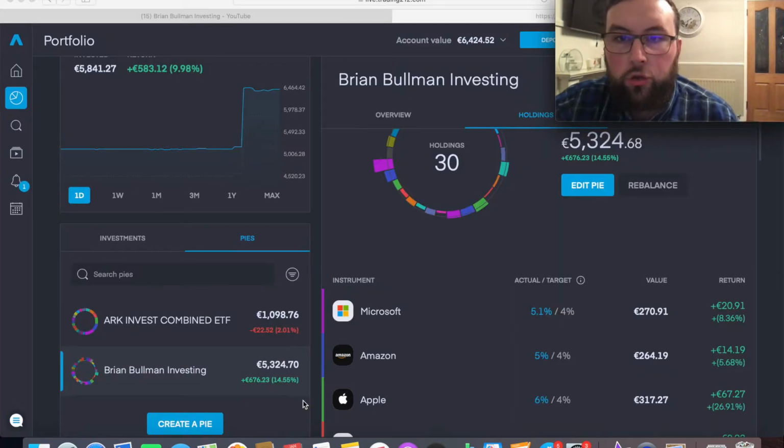So here we are on my Trading 212 portfolio. As you can see on screen here, we have my main 30 company blue chip diversified stock portfolio all clumped together into one main kind of ETF style portfolio pie. However, I want to bring it back to the way I had it before, in terms of having each of my sectors broken down separately into different pies. So that's what we're going to do first of all in today's video.